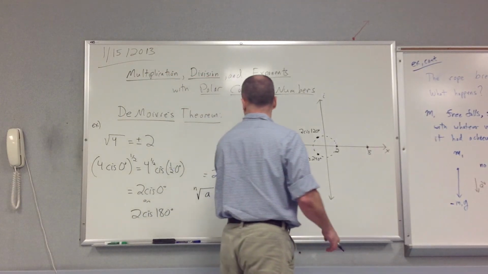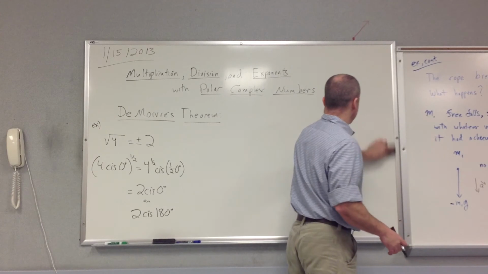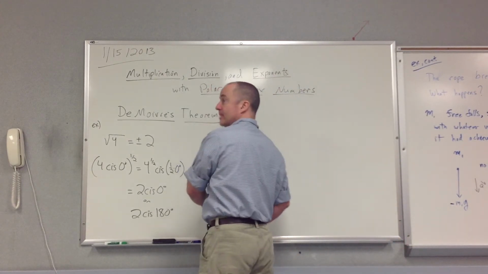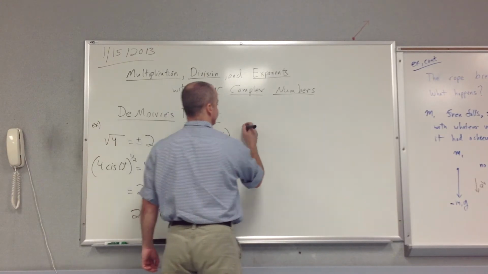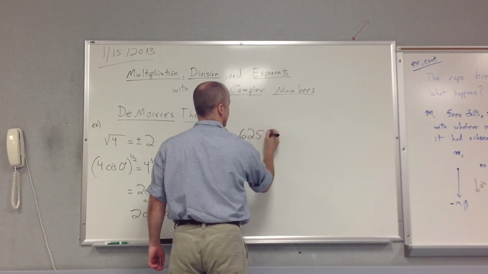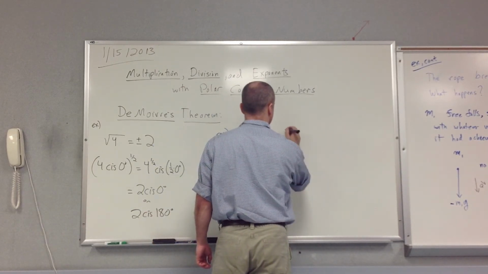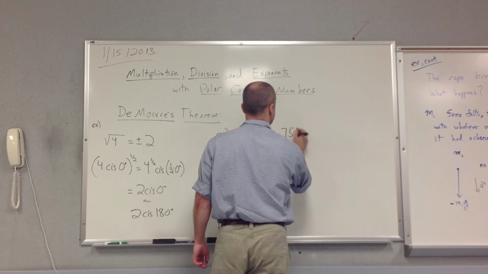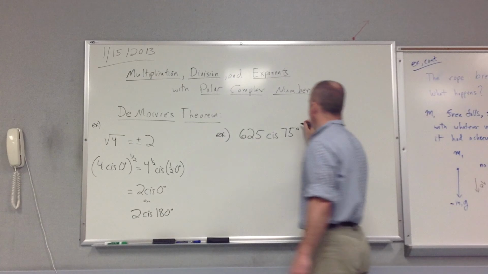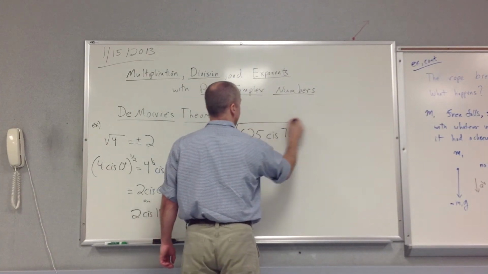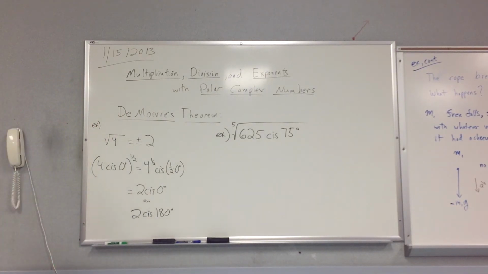I'll just graph the answers. We have time. Barely yet. Just one more. So this example is 625 cis 75 degrees. 625 cis 75 degrees. What's the fifth root and the four other roots?